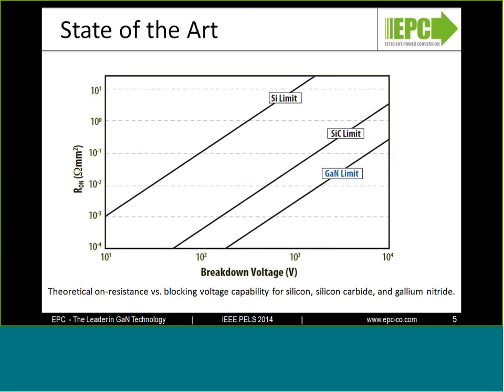The silicon limit is up at the upper left of this graph. And as you can see, silicon carbide is about 100 times better. Gallium nitride about 1,000 times better. And that's really where we can go with this. Today, devices are 5 to 10 times better, but we are just at the beginning of the journey.